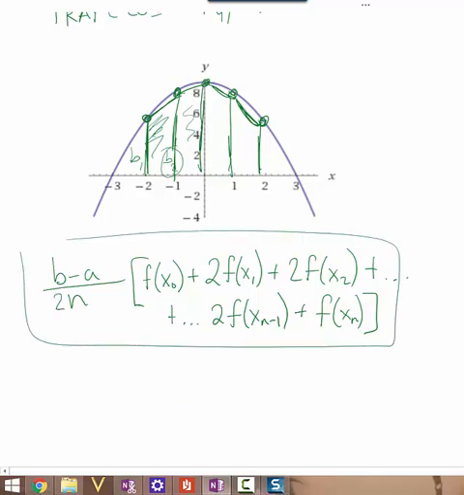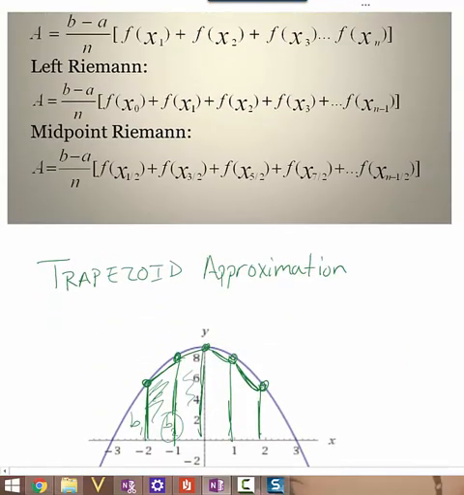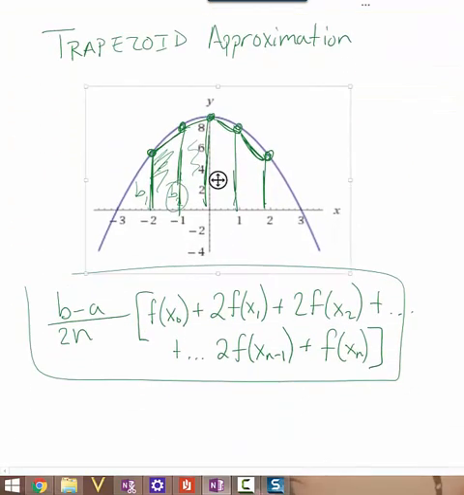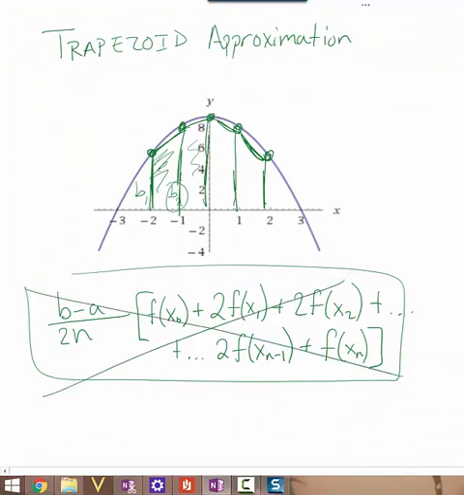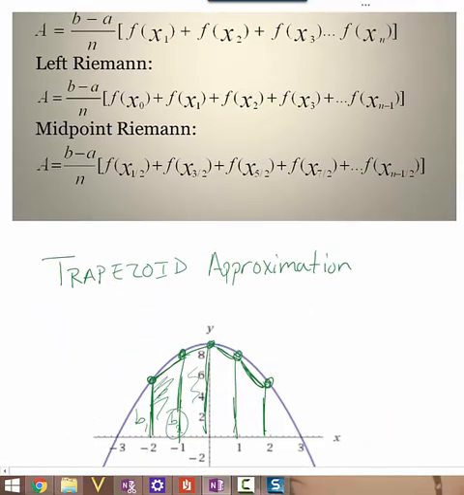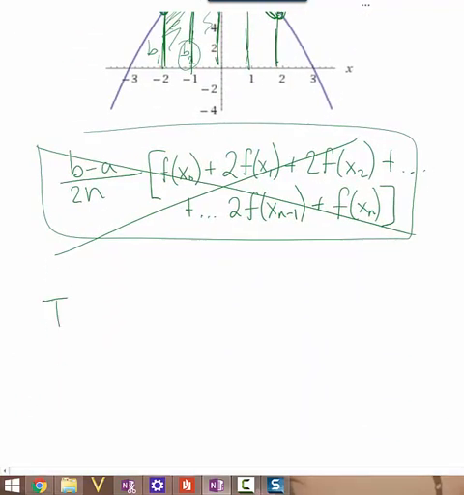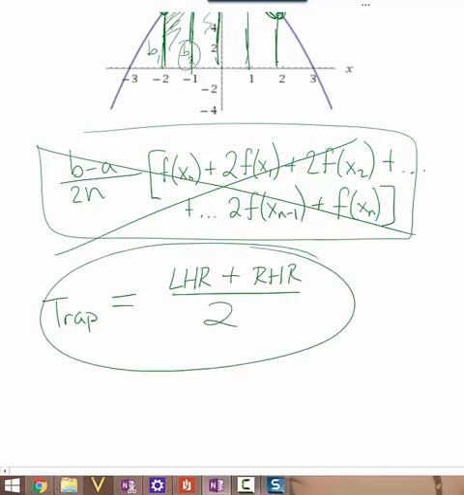Now this formula is a lot different than these three, and I have a really good shortcut that I like to do. Instead of memorizing this, normally if you have to do a trapezoid, you've already done a left and a right, and the trapezoid formula is actually equal to your left hand Riemann sum plus your right hand Riemann sum divided by 2, and this is a much better formula to remember.